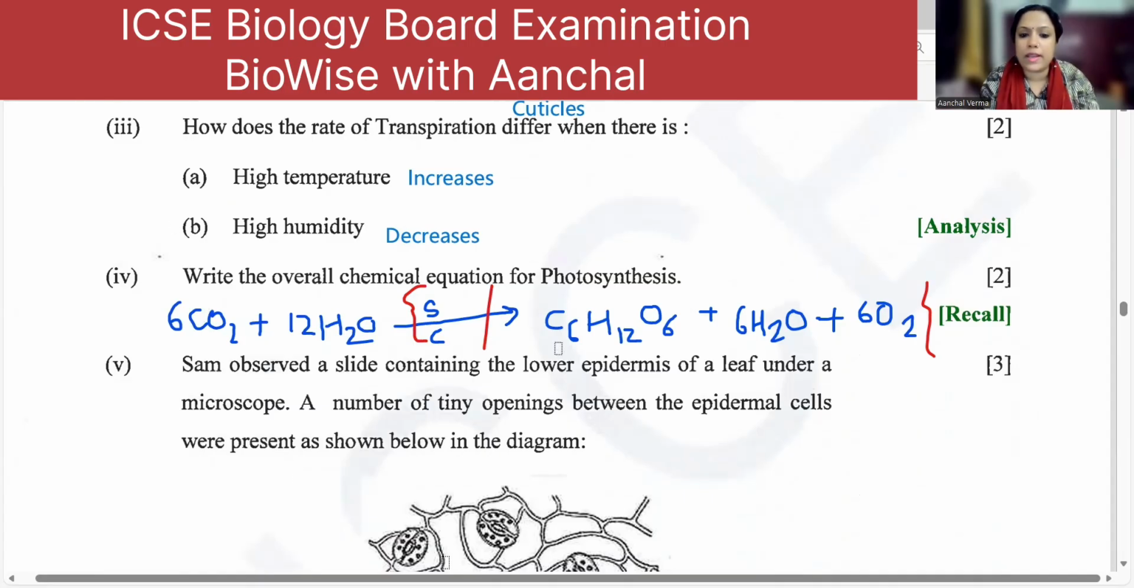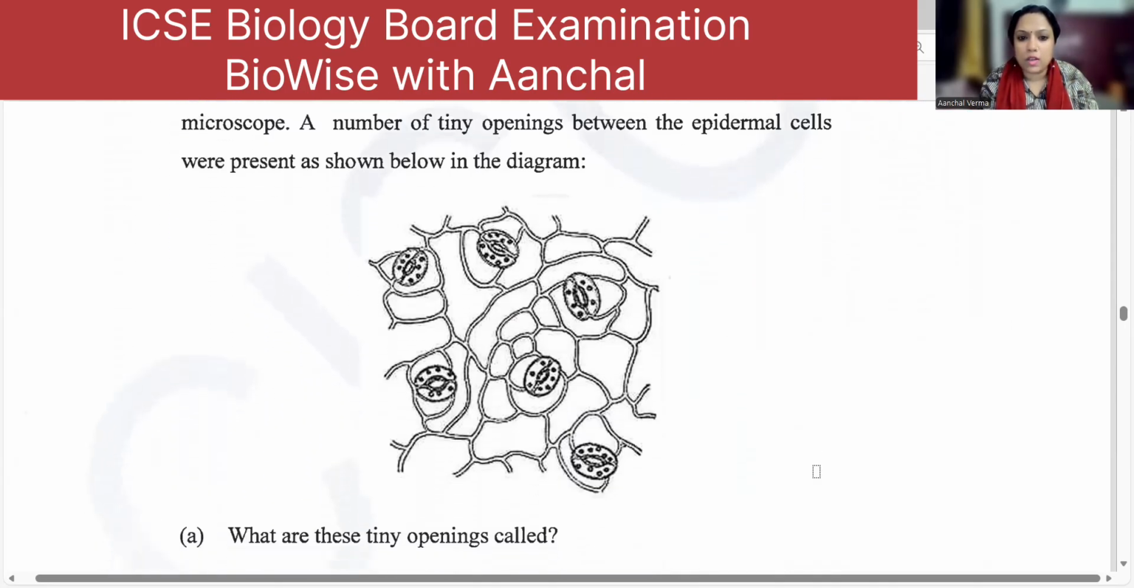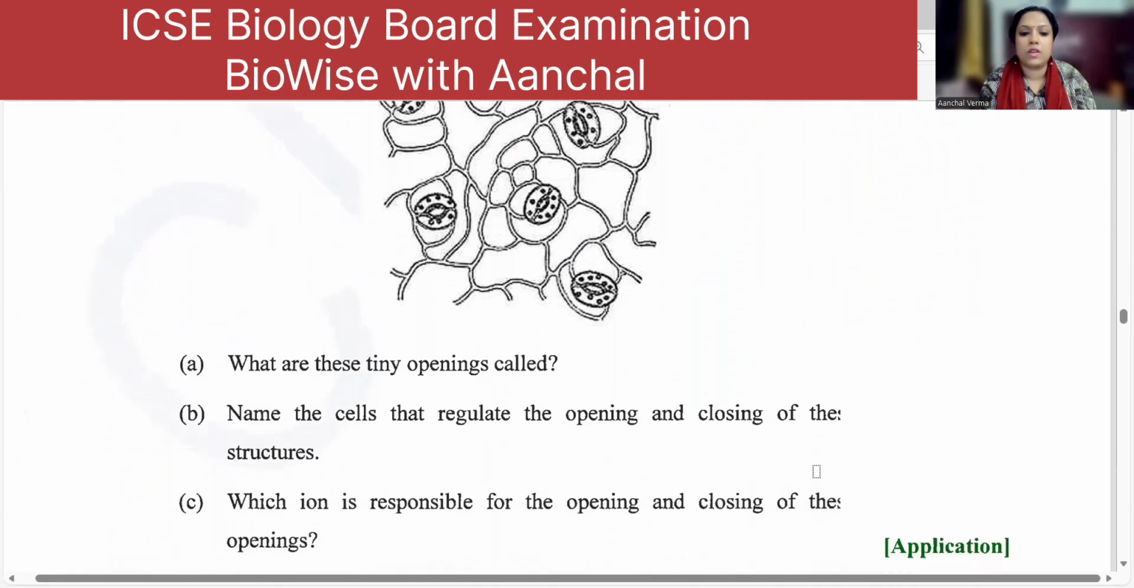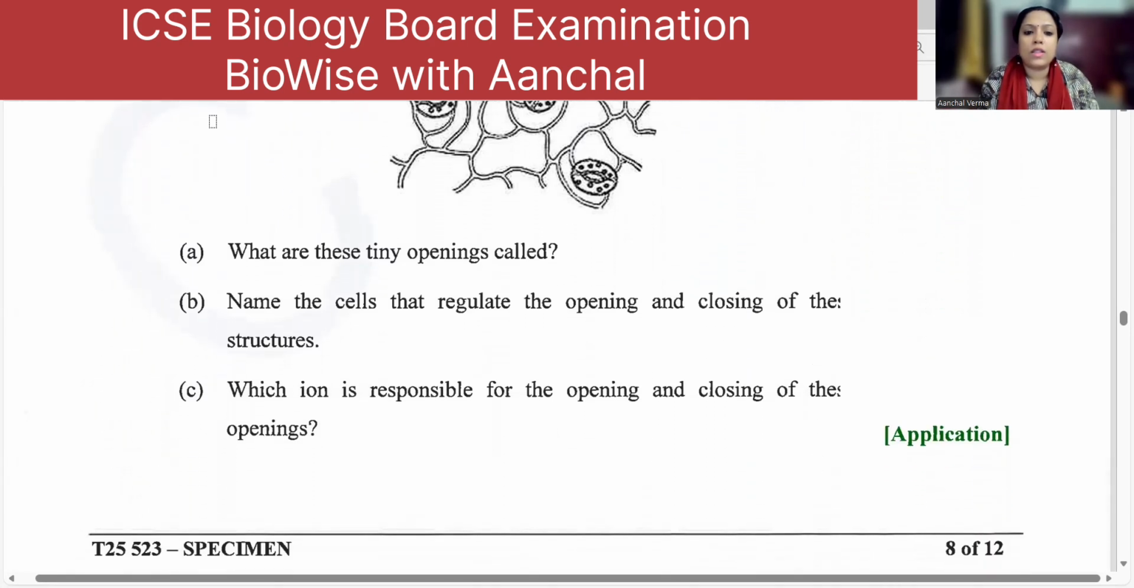Sam observed a slide containing the lower epidermis of the leaf. Under the microscope, a number of tiny openings between the epidermal cells were shown in the picture. So you can see here. What are these small cells? These are the stomata. So what is the question now? The question is, what are these tiny openings called? These tiny openings are called stomata.